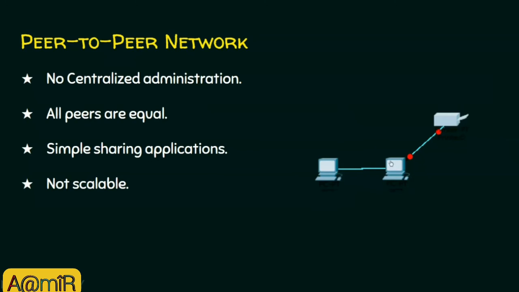And the problem with this peer-to-peer network is that it is not scalable. We have already seen what scalability is in our previous lecture. Scalability means new devices can be added to the network, but this is not a scalable network. Why? Because if this computer has only 2 ports, ports meaning how many devices it can be connected with, then only 2 devices can be connected, and that is why we call peer-to-peer network not scalable.